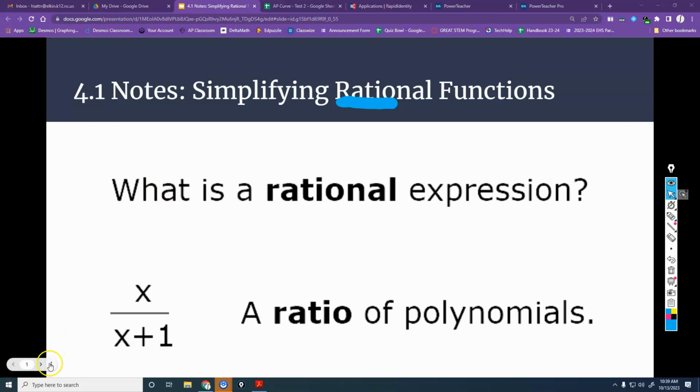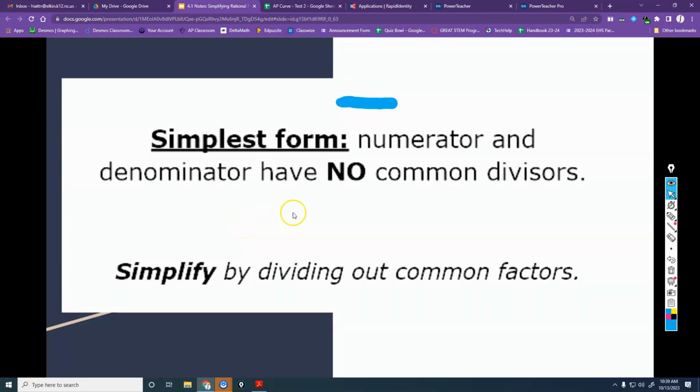What we're doing today is fairly straightforward. We're going to mostly practice with it. So the simplest form of a rational function is going to be whenever the numerator and denominator have no common divisors. So you can't divide the top and the bottom by the same thing.